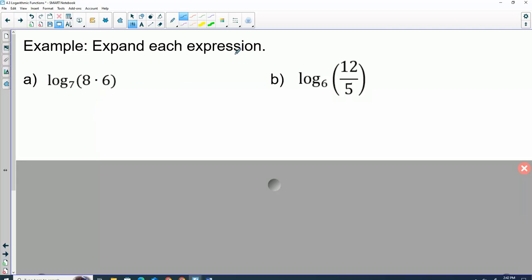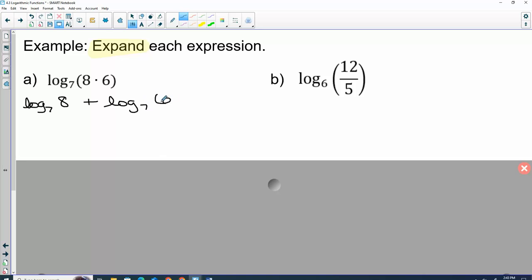If I ask you to expand, that means break this into multiple logs. If you have the log of things being multiplied, how do we break them apart? Add. You have to write the log base 7 each time. So it's log base 7 of 8 plus log base 7 of 6.